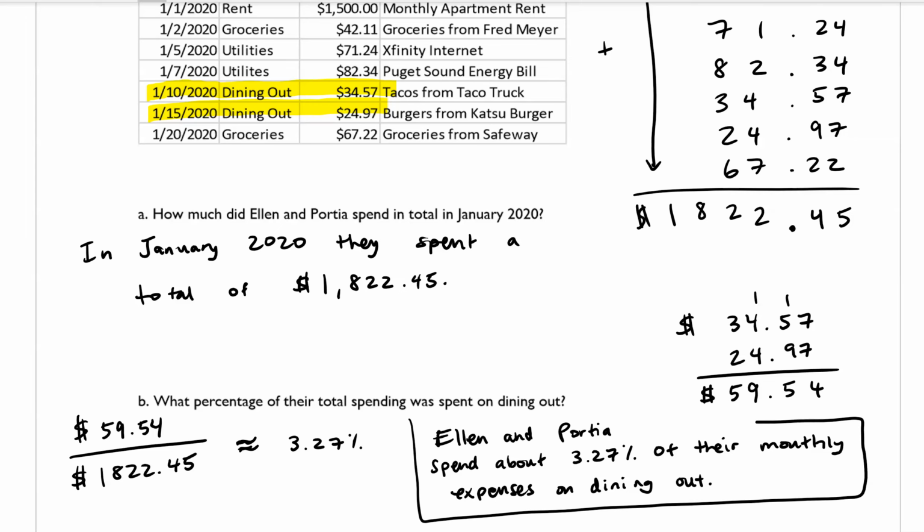Do you think 3.27% is a lot? What percent do you think of your total spending is spent on dining out? Compare your answer, the 3.27%, to how much you spend on dining out.